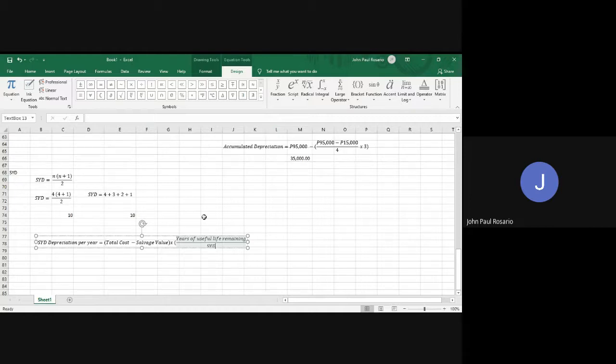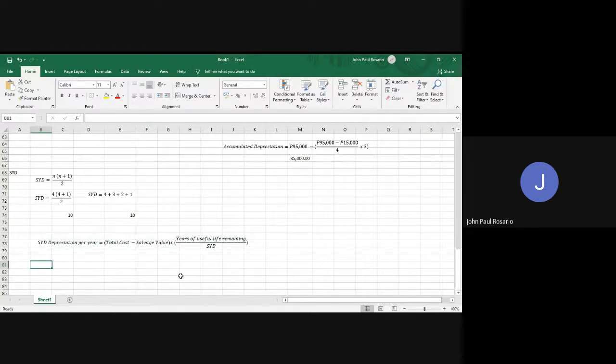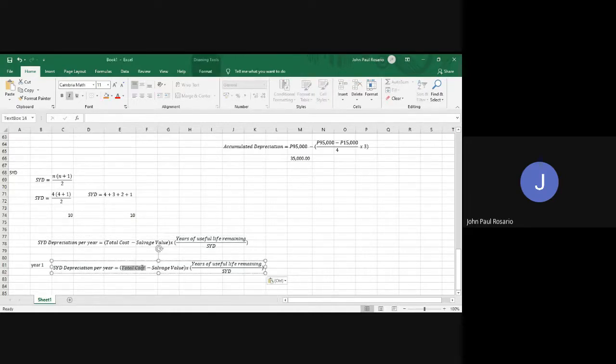Okay, so if we would go to our problem, we now have our SYD. So on year one, for example, the depreciation on year one would be our total cost of 95,000 minus the salvage value of 15,000.